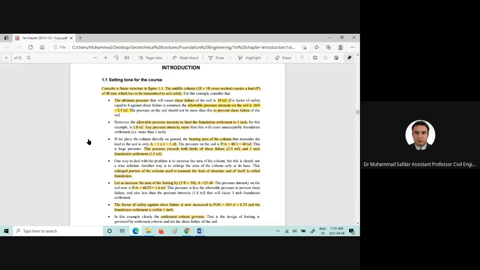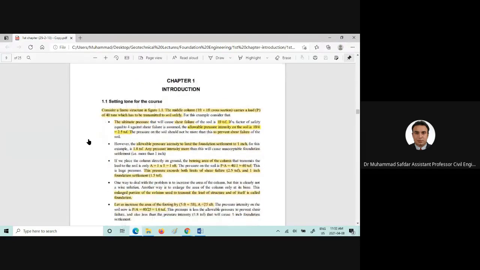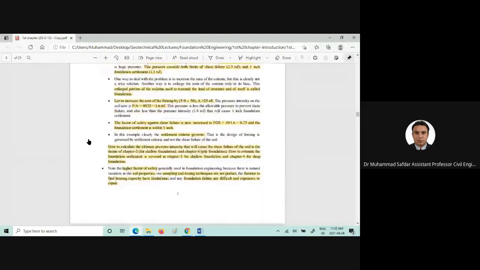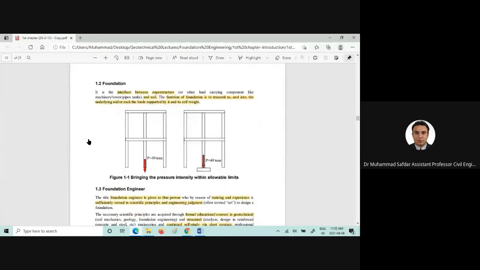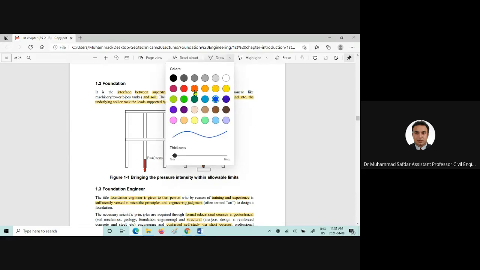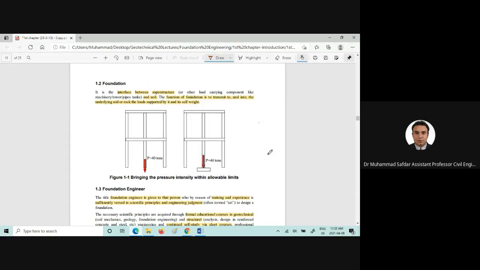Now we will move towards the introduction chapter, which is chapter number one, and chapter number one will set the tone for this course. So before going into the text there, please kindly note down here that, for example, we are given this frame structure. So this is the frame structure.